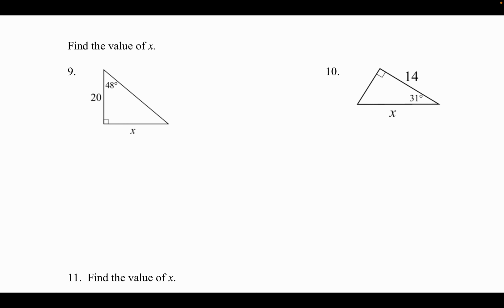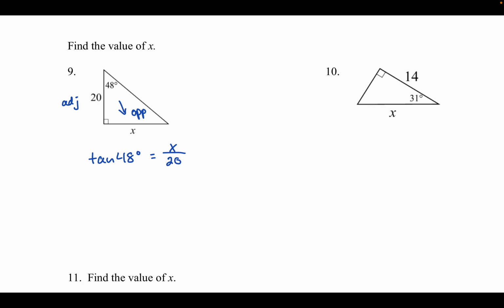So now what we're going to do is use trig functions to solve for missing side lengths on a triangle. So for number 9, with this triangle, we have this angle of 48 degrees. The adjacent leg to the 48-degree angle is 20, and we want to find the opposite leg, which is x. So we need to write an equation that relates this angle with the opposite and adjacent side. So that is going to be tangent. So we're going to do tangent 48 degrees equals opposite, which is x, over adjacent, which is 20.